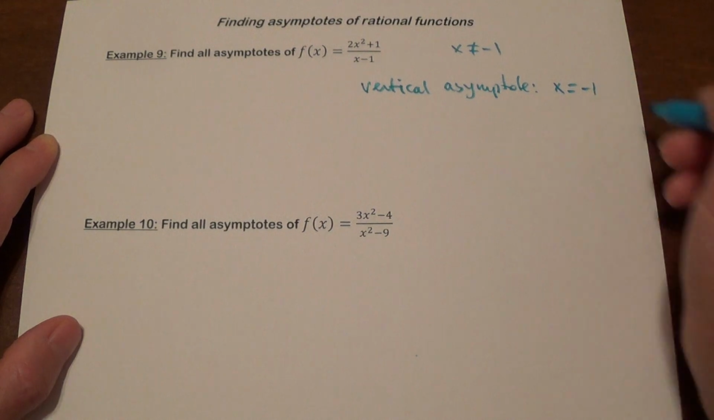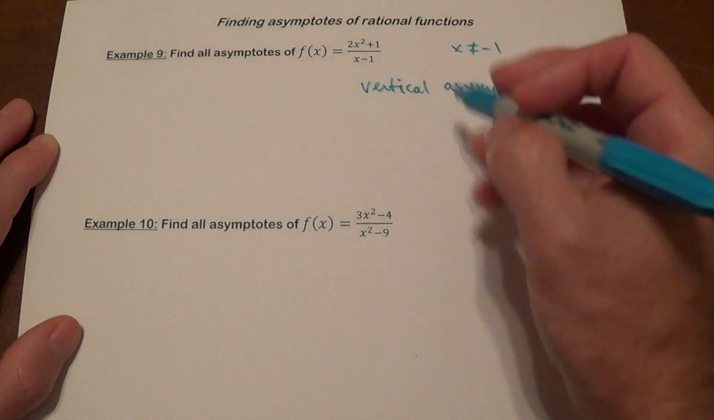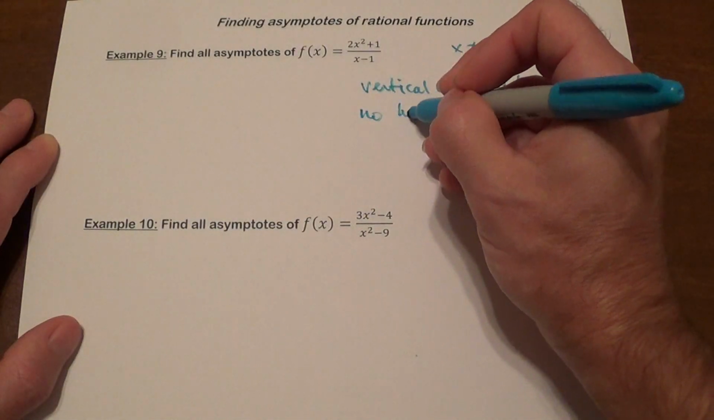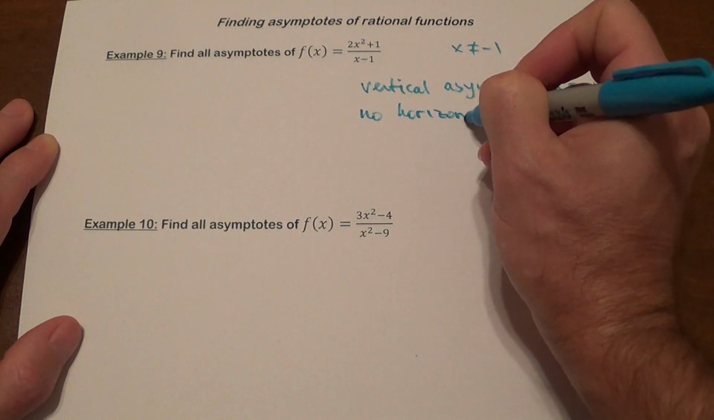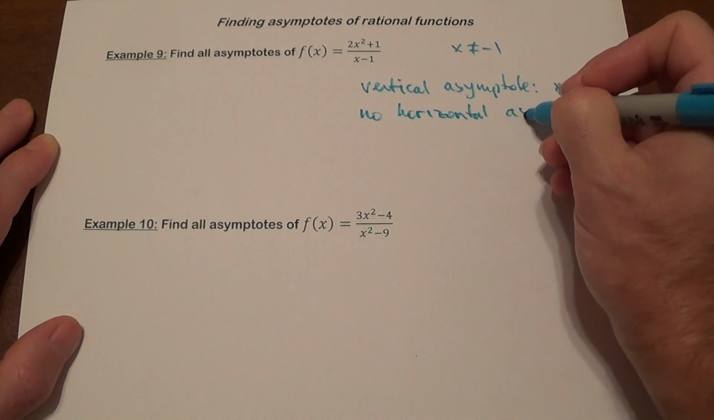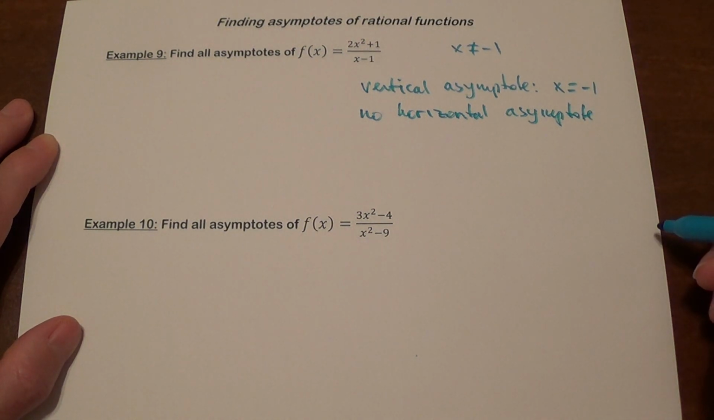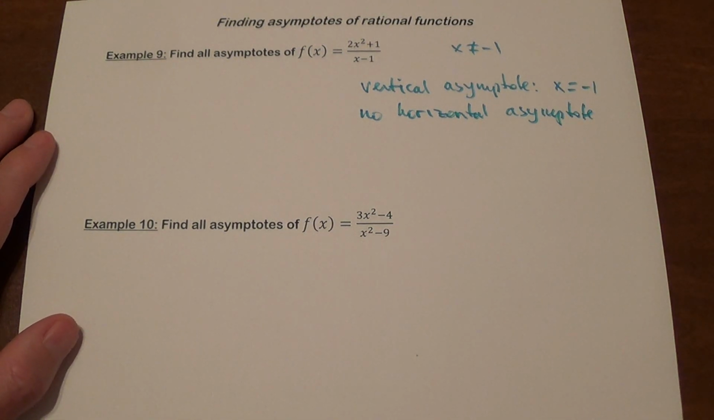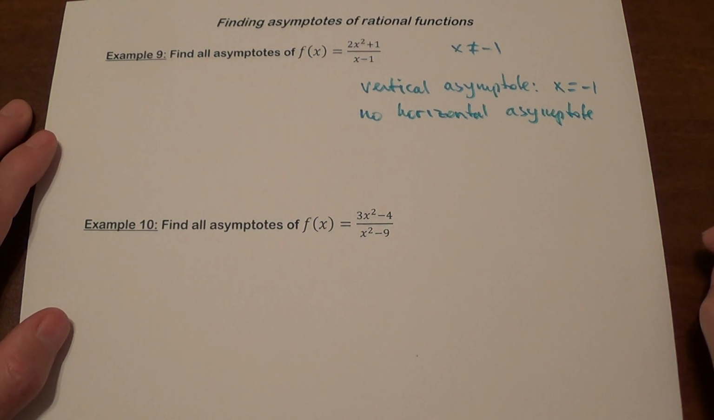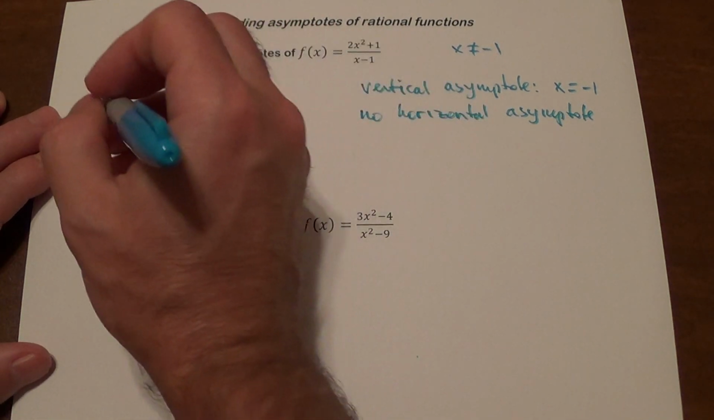X equals -1. The degree on top is higher, so no horizontal asymptote. What about the slant asymptote? Well, you're dividing, you have a degree of the numerator is 1 higher than the degree of the denominator. And I can use synthetic division again.